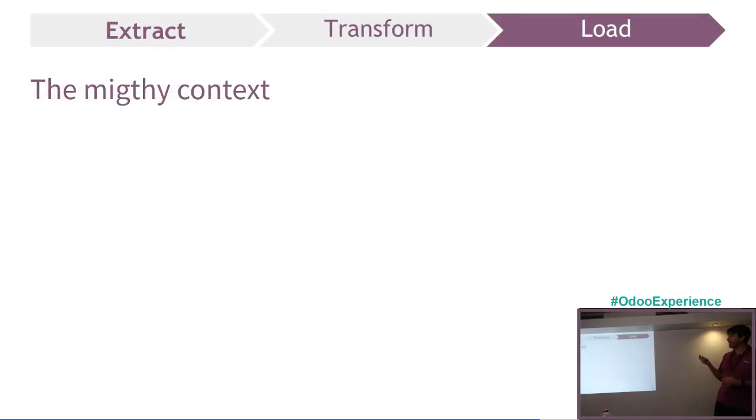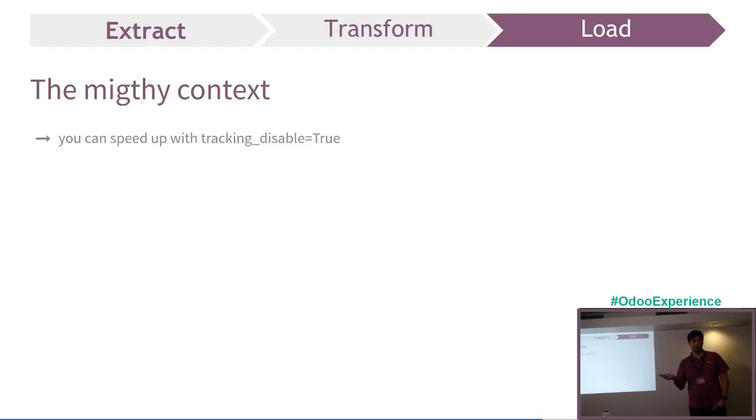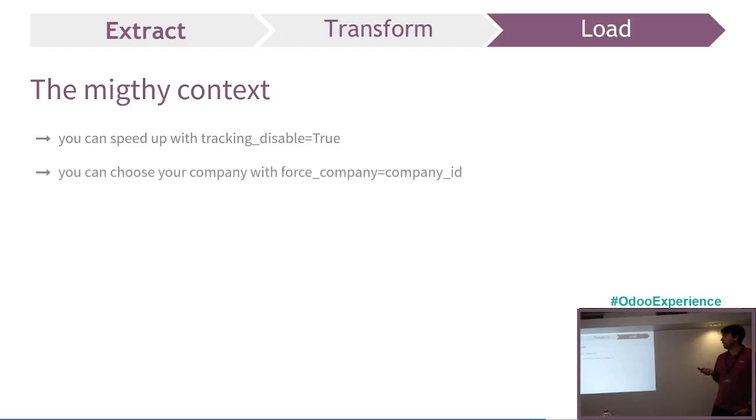OK, the mighty context. What you can do in the context. First, you can put tracking disable. It means no mail message will be generated at creation, no tracking, anything. It speeds up the process usually. You can force a company. Say, OK, your admin is always in one company, but you want to set up a company property, then just use force company. The system will believe that you are in that company.